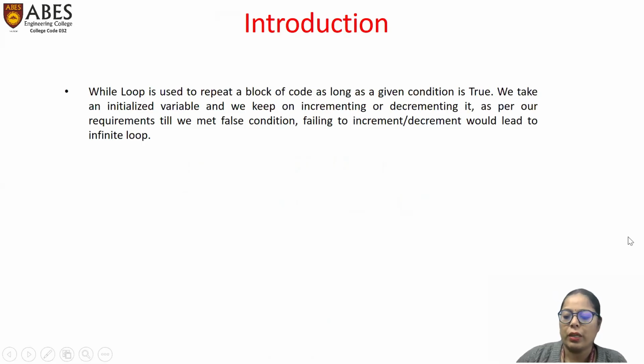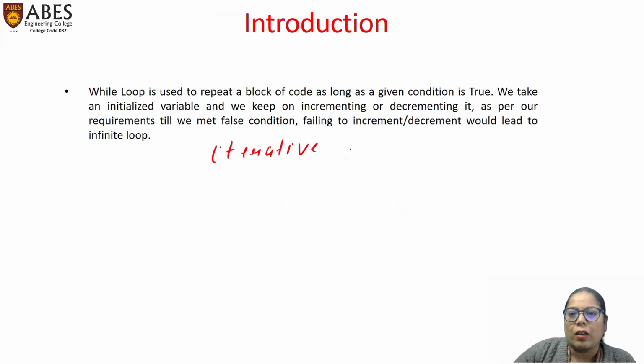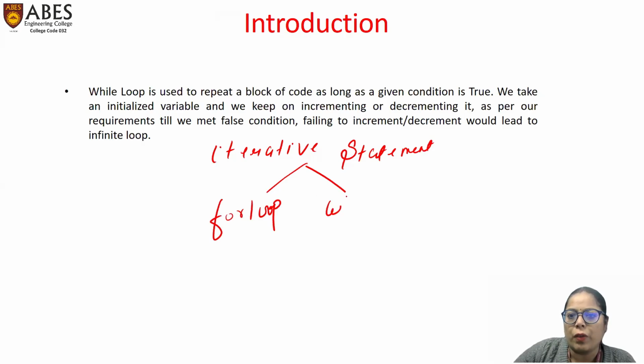Now, as we have already discussed the iterative statements, I told you that iterative statements consist of two types, for loop and while loop. So we have discussed the for loop. Now we will be discussing the while loop.